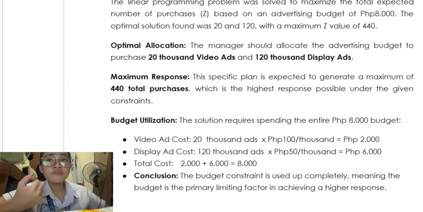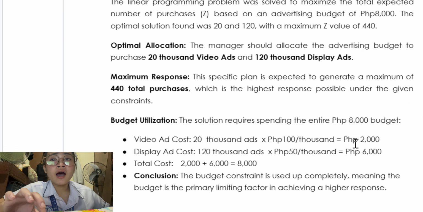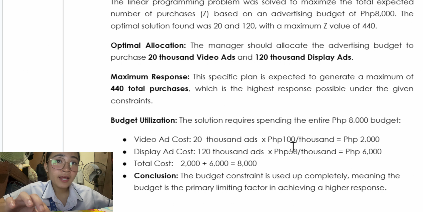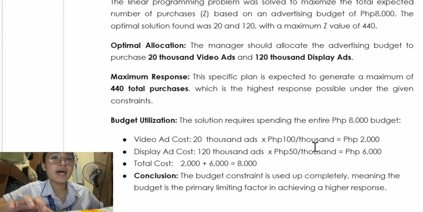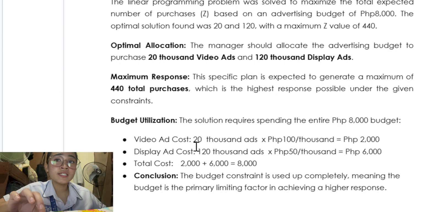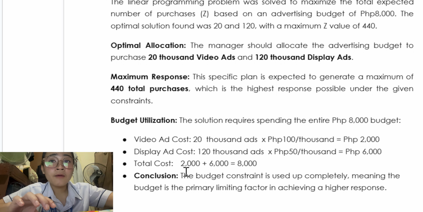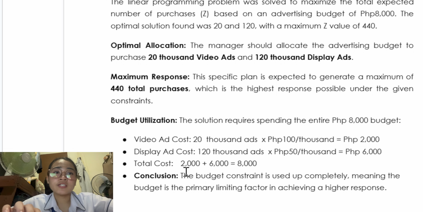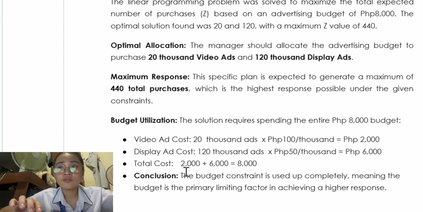As for budget utilization, the solution requires spending the entire 8,000 budget. To solve, the video ad cost is 20,000 ads times 100 per 1,000 ads, which equals 2,000, while the display ad cost is 120,000 ads times 50 per 1,000 ads, which equals 6,000, with a total cost of 8,000. 2,000 plus 6,000 equals 8,000.